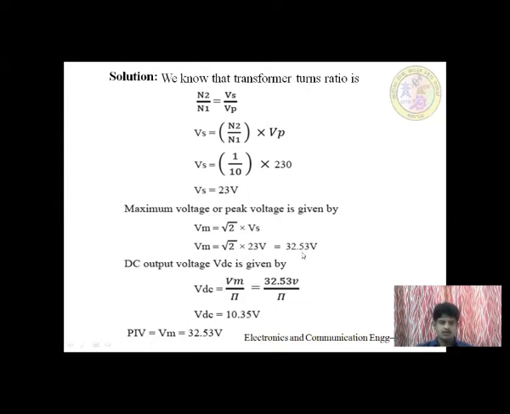Then what is one more thing asked? The peak inverse voltage. First, the DC output voltage, VDC, is given by the equation Vm by pi. Vm is 32.53 as we calculated, divided by pi. When you simplify this, you will get 10.35 volt as the DC output voltage. Now, the question asks to calculate the PIV, peak inverse voltage. Peak inverse voltage is equal to the maximum voltage, that is 32.53, when the diode is connected in reverse bias condition. So this is the solution for your second problem.